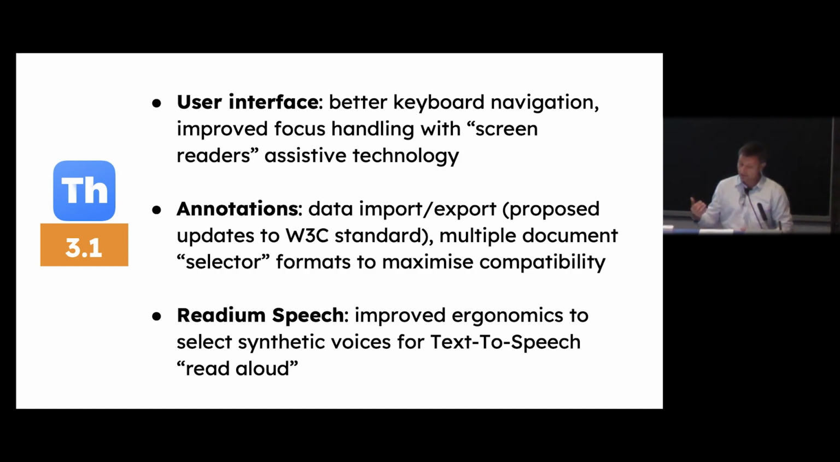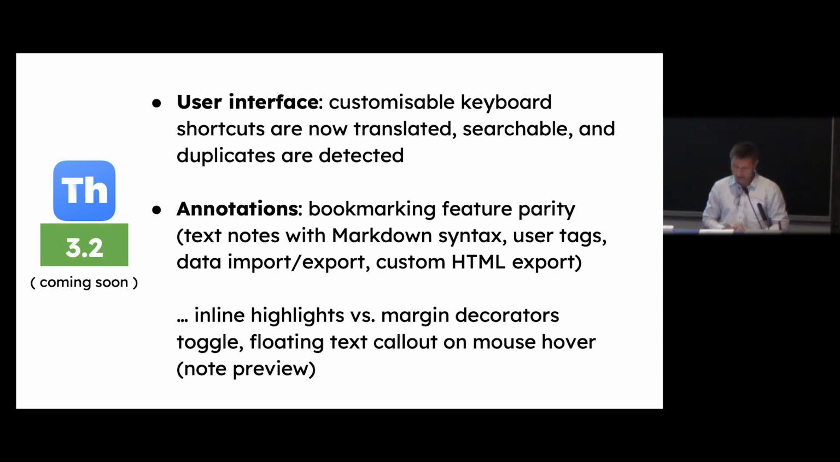We also make sure to generate multiple document selectors. As you know, an annotation consists of selecting text in the document, and there are many different ways of serializing that information so as to maximize compatibility with other reading systems. And thirdly, we integrate Readium Speech, which was presented earlier on. Essentially, this improves the ergonomics of selecting synthetic voices for text-to-speech read aloud in Thorium, and I'll show you in a minute. So 3.2, we're about ready to ship now.